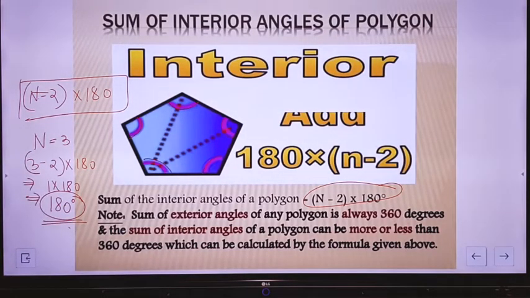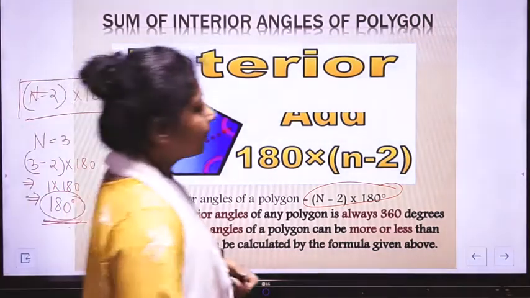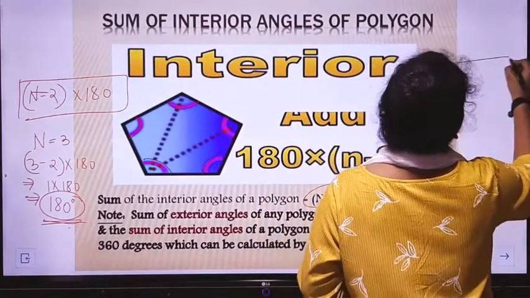This we have already done in the junior classes. What is the angle sum property for the triangle? The angle sum property of the triangle states that the sum of all the angles of a triangle is equivalent to 180 degrees.